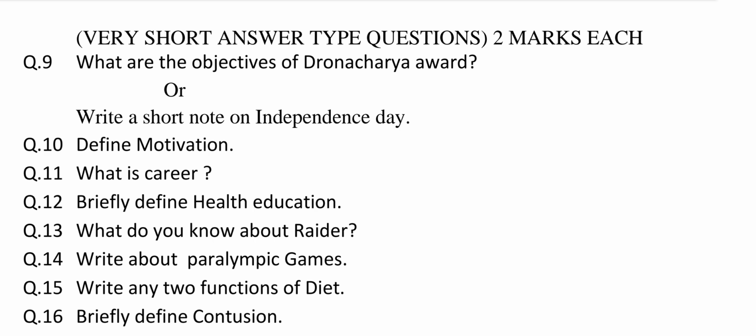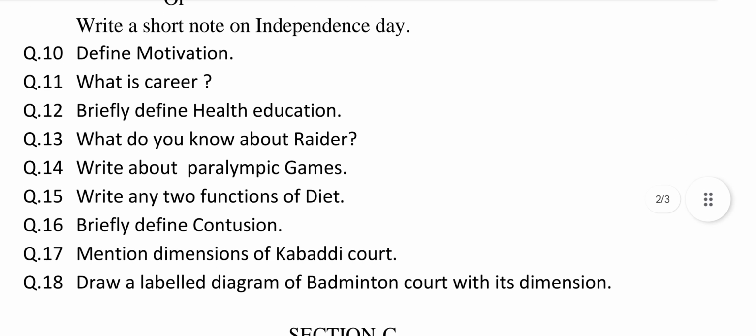Or write a short note on Independence Day. This question is selected from chapter number 7, National Games. Independence Day, celebrated on 15th August, is a significant national holiday in India. It marks the day when the country gained independence from British rule in 1947. This day reminds us of the sacrifices and courage all men and women took to free our country from the Britishers. Question number 10. Define motivation.